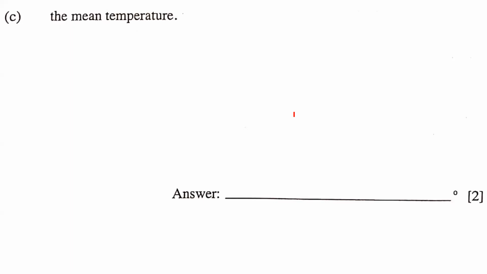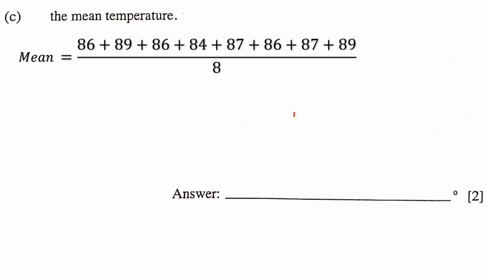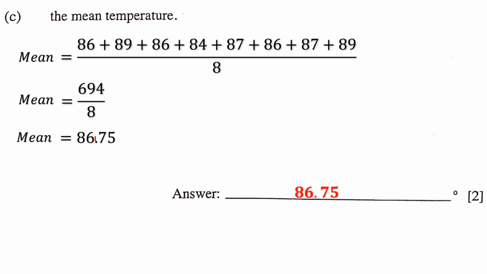Now we need to find the mean temperature. The mean is basically the average. You have to add up all of the data points and divide by the number of data points that you have. So that's 86 plus 89, 86, 84, 87, 86, 87, and 89. We add them all up. We get 694, and we have to divide that 694 by 8. That's the number of temperatures that we had. And so it's going to be 86.75. That is the mean temperature, 86.75.